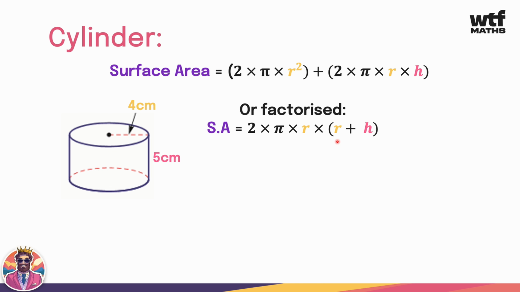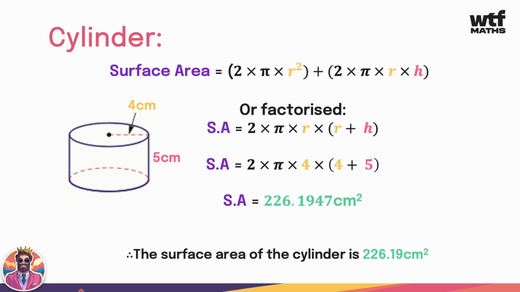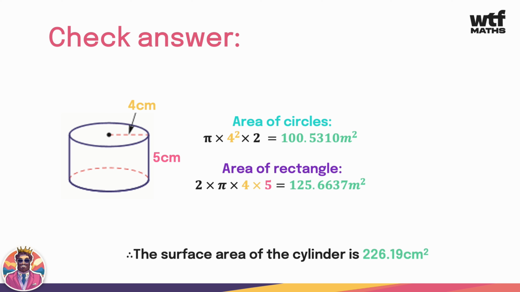So if I wanted to find the surface area of this very quickly, all I need to do is replace r here and replace h. So if I go 2 times pi times 4 times, in bracket, 4 plus 5, I'll get 226.1947. So in other words, 226.19 centimeters squared. And again, just checking my answer from previous lessons, if you found both circles on the top and the bottom, and then you found the outside rectangle, it will add to the exact same answer, 226.19. So if you want to use the formula to skip ahead, that's up to you.